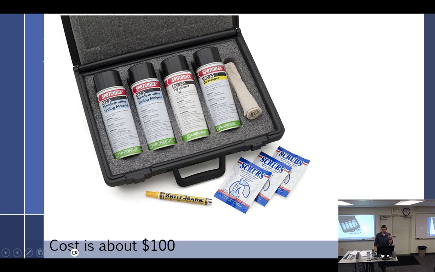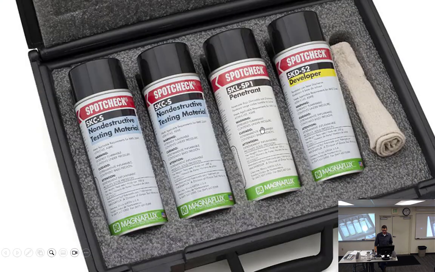Type two. You can't tell by looking at it because it just says SKL SP1 penetrant. This is our visible dye. If it's visible dye, then that would be type two. But I said it's the same thing for type one. It doesn't matter. If you want to do type one, just take this can out and hide it. And now you're left with developer, your form D, and your cleaner, SKCS. So this is cleaner, penetrant, developer.